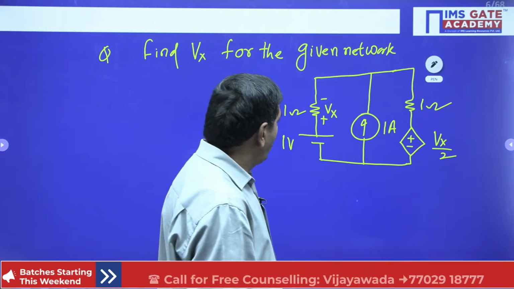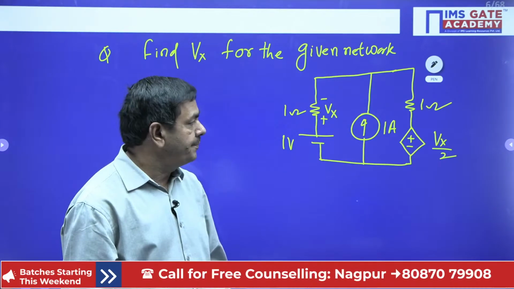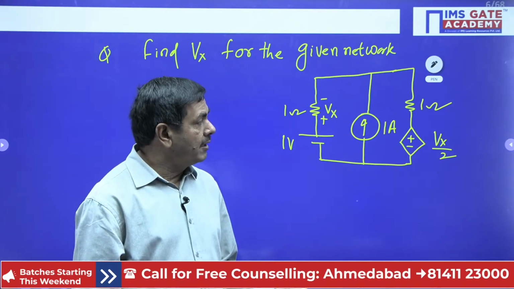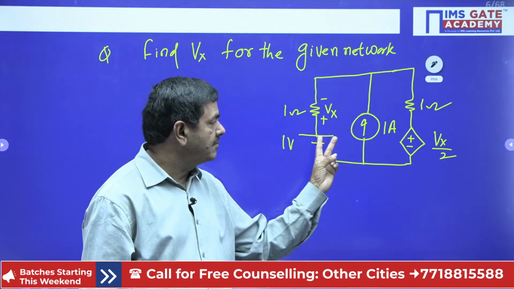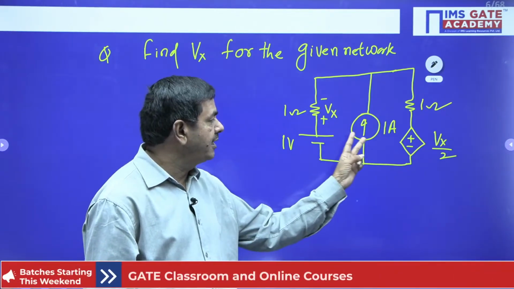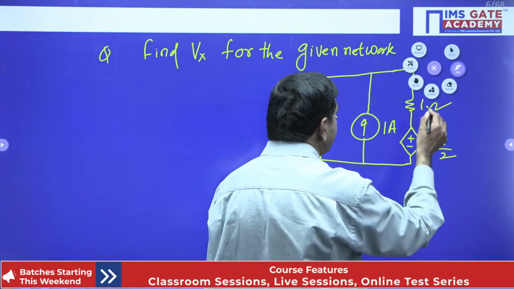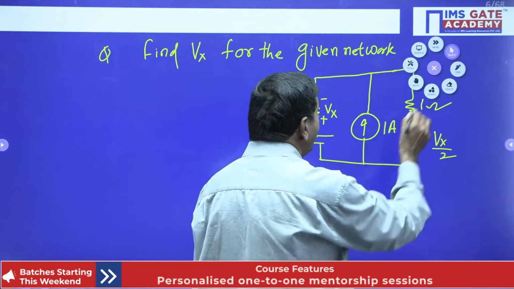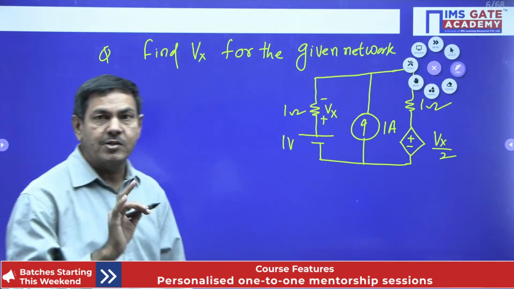In this problem we have two independent sources and also one dependent source. But don't bother about the dependent source. You think about how many independent sources are given. There are 2 independent sources, so I can draw 2 circuits. Then after that I can determine the required value of Vx. How can we determine the required value of Vx?